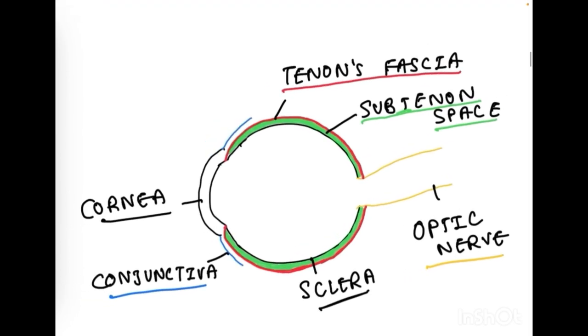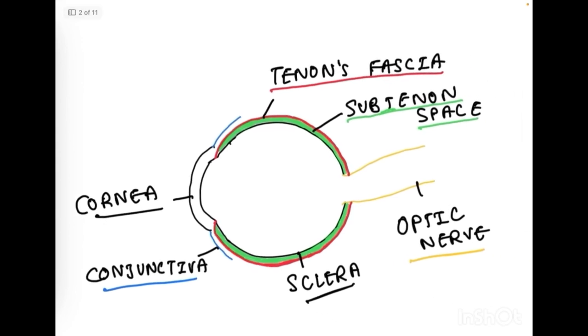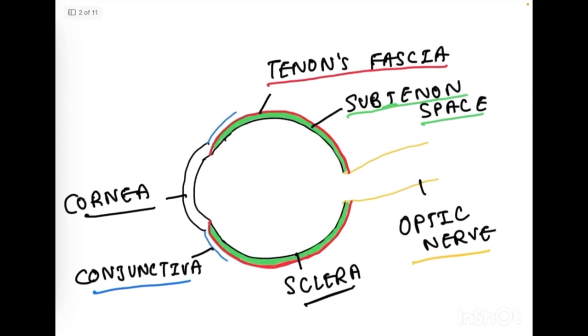We'll start from the left side. The black colored part in front is the cornea. In continuity with the cornea, this blue colored part we are seeing is the conjunctiva. Beneath the conjunctiva, there is one red colored tissue, that is the Tenon's fascia, which is continued anteriorly from the limbus to posteriorly the optic nerve. Beneath Tenon's fascia is the sclera, which is in red color.